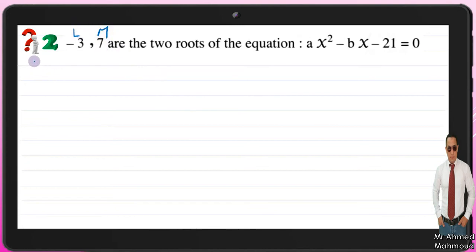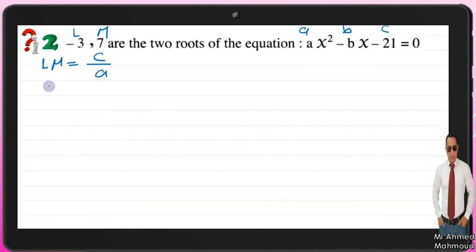Okay, L plus M. First I will start with the product to find A, because if I started with the sum it will be B over A, and we have here two unknowns, so it's better to start with the product. Okay, so LM equals C over A. Here A is called A and B is called the negative B, and C equals negative 21. This is a given, it's not from me.